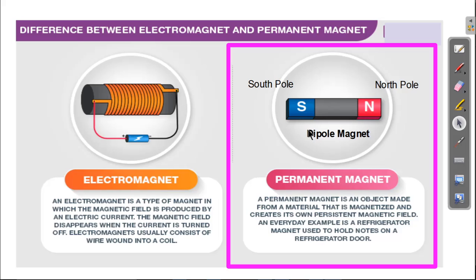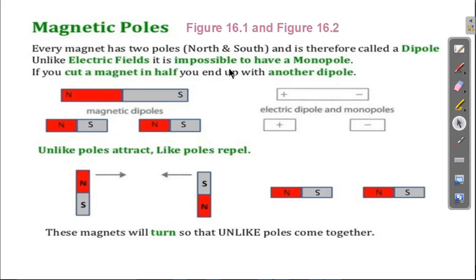Okay, permanent magnets, we're going to see them in more detail, are dipole magnets, meaning they have a south and a north pole. Let's look at them in more detail. Hopefully you already know that different poles are attracted to one another. North to south, south to north. Same poles are repelled by one another. So north to north repel, south to south also repel.